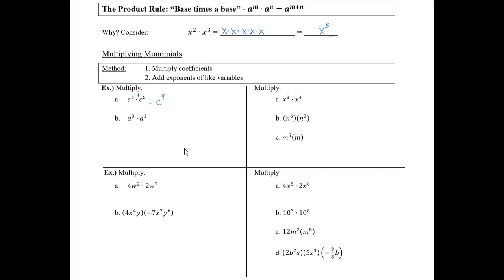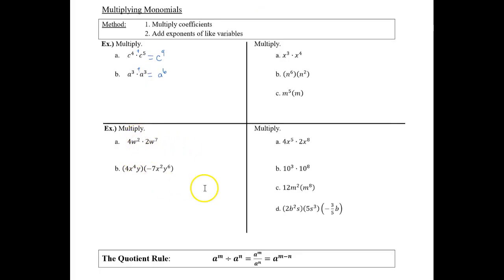In part B, I have a cubed times a cubed. So again, 3 plus 3 would give me 6. So now I have a to the 6th power. If we have coefficients, like I said, we would multiply those separately.